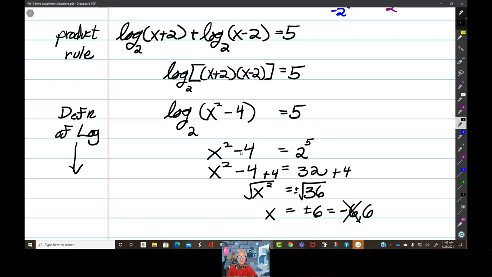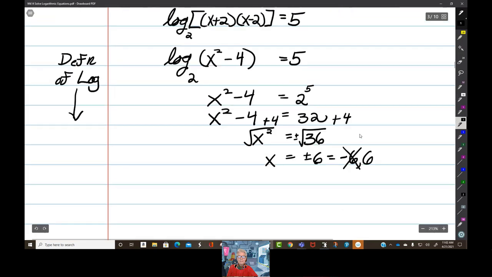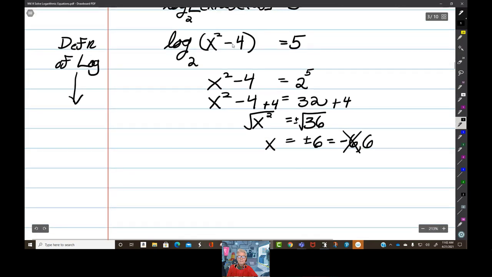I cannot use the definition of a logarithm until I have one log expression. That means a log, a base, and an argument equals a number. Period. Okay, then I say 2 raised to the 5th power equals the argument x squared minus 4. And from there, we just solve a quadratic equation, which you've been doing almost all semester.